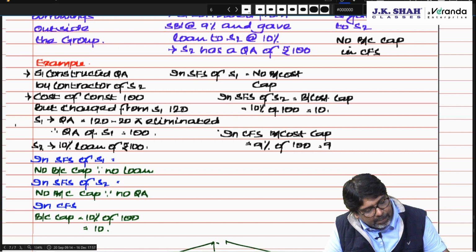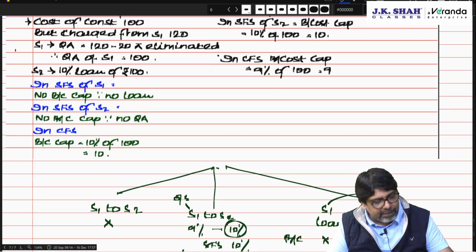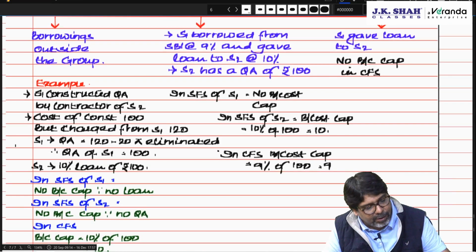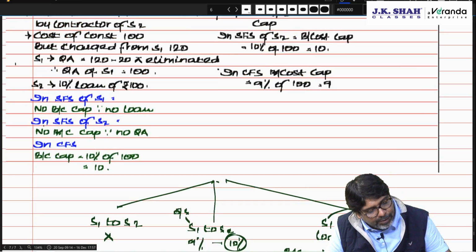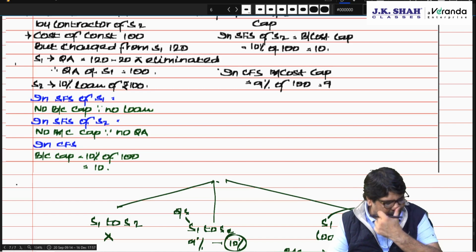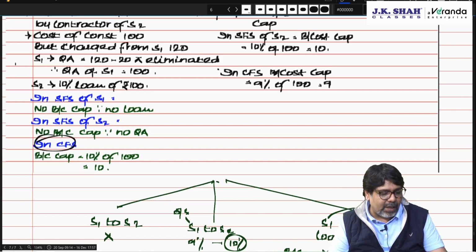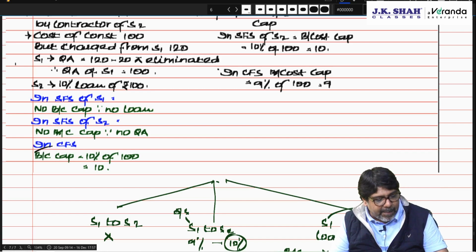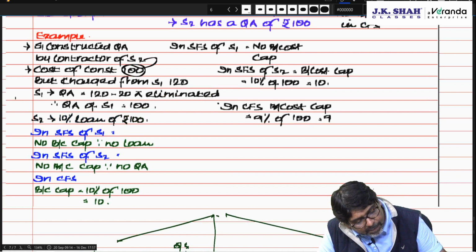S2 borrowed at 10% of 100 rupees. In the separate financial statement of S1, no borrowing cost will be capitalized because the loan was not taken by S1. In the separate financial statement of S2, no borrowing cost is to be capitalized because there is no qualifying asset. In the consolidated financial statement, you will capitalize borrowing cost of 10% on 100 rupees. Why? Because 100 rupees is the loan which has been taken by S2.